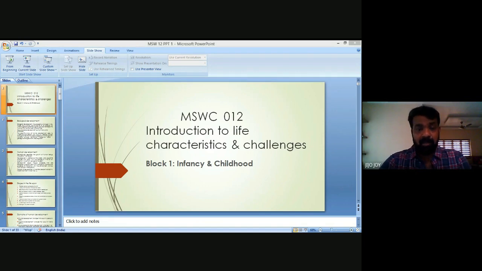Then late childhood, 6 to 10 or 12 years, the elementary school years. Then puberty or pre-adolescence, 10 or 12 to 13 or 14 years. Then adolescence, 13 or 14 to 18 years. Early adulthood, 18 to 40 years. Middle age, 40 to 60 years. Then old age, 60 years to death.